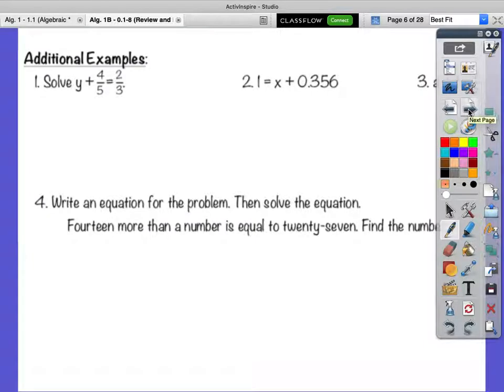So, these additional examples. On this first one, y plus 4 over 5 is equal to 2 over 3. We say solve. What's solving mean again? What's it mean to solve that equation? Yeah, find out y equals, so we need to get y by itself.